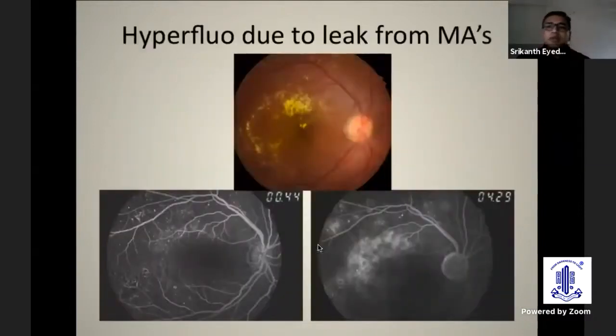The other type of hyperfluorescence that you would typically see in a diabetic is due to microaneurysms. This is something that we need to see. For any lesion that we are going to treat within the macula, I would always recommend a fluorescein angiogram to map out the area that we are going to treat with laser.